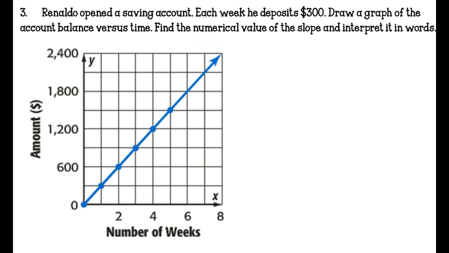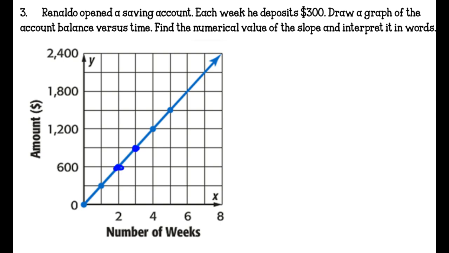Okay, Ronaldo opened a savings account. Each week he deposits $300. Draw a graph of the account balance versus time. Find the numerical value of the slope and interpret in words. So we are going to find the slope. We're going to do the same colors they did. First thing you do is pick 2 points. I always like to pick them right by each other if possible. So I'm going to do these 2 right here.